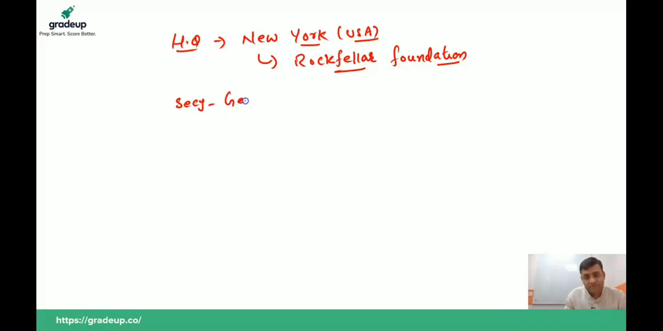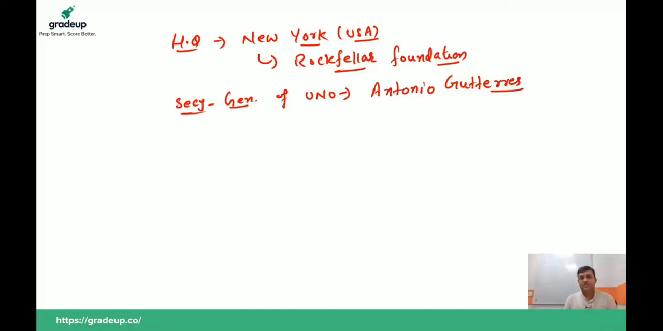The Secretary General of UNO is Antonio Guterres. He's the Secretary General of the United Nations Organization. Don't forget his name. He's a very important personality as far as the world is concerned. Remember this one. And he's from which country? You will say Poland. Sorry, he's from Portugal. He's from Portugal, Antonio Guterres.